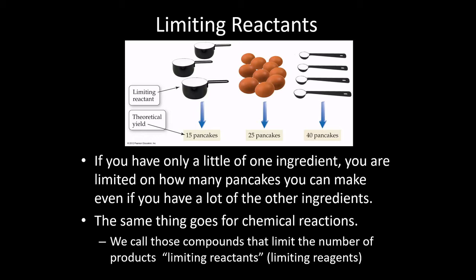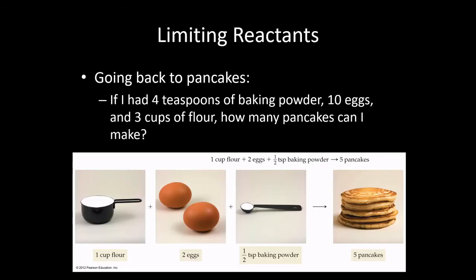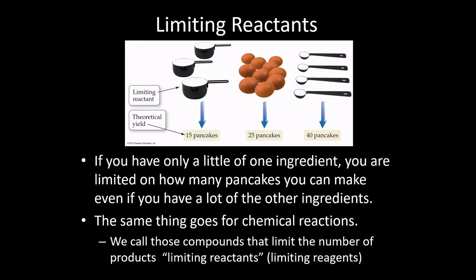If I use all my eggs, I have enough eggs to make 25 pancakes, because I need 2 for every 5 pancakes, and I have 10 of them. So I can make 25 pancakes. But if I use up all of my flour, the point at which my flour is used up is when I have made 15 pancakes. I only have 3 cups of flour, and I need a cup to make 5 pancakes.